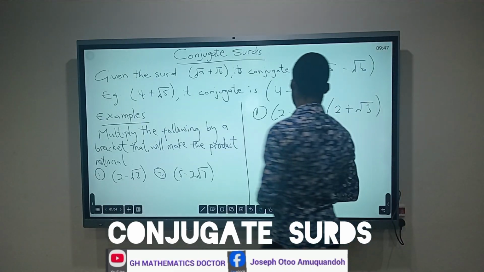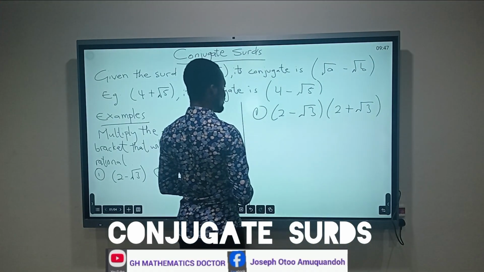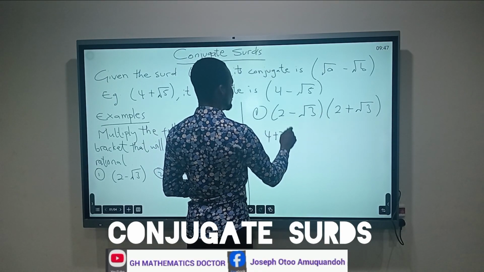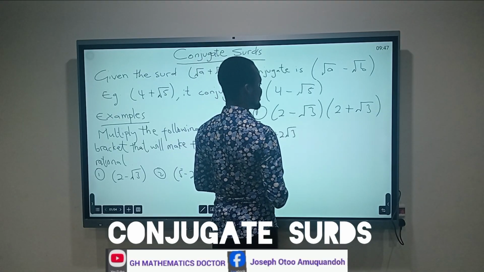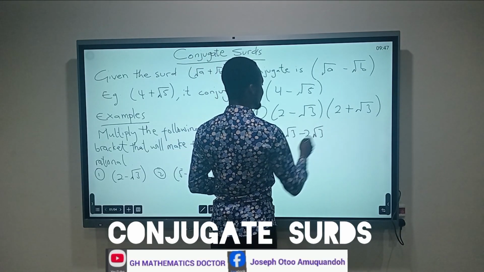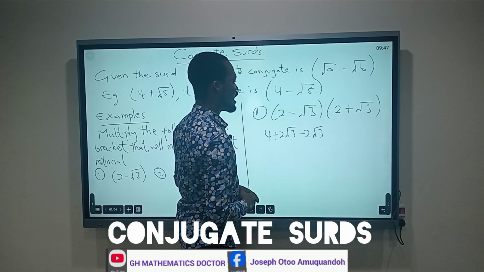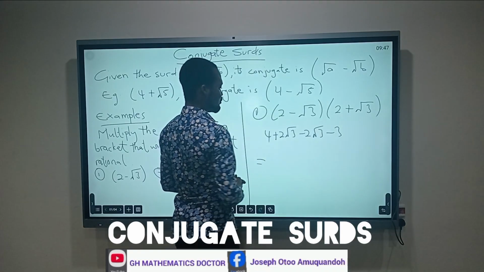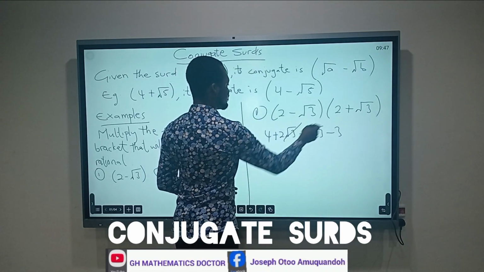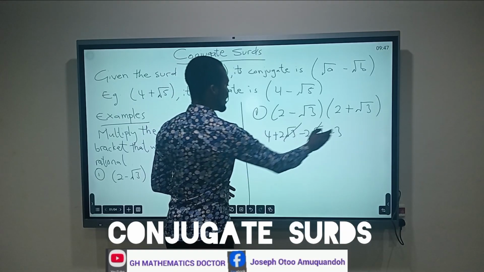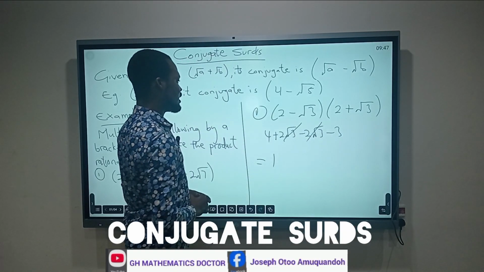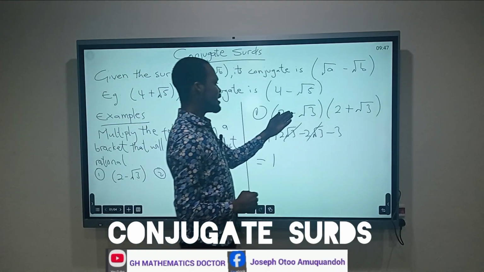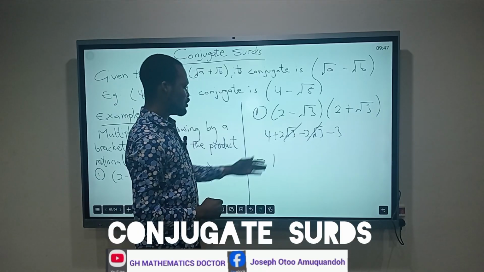Then we expand the bracket. 2 times 2 will give you 4. 2 times root 3 will give you positive 2 root 3. Negative root 3 times 2 will give you negative 2 root 3. Then negative root 3 times root 3 will give you negative 3. Then we simplify further. This will give you 0. Then we're left with 4 minus 3, that will give you 1. So this is the result, and the result is rational, as you see. When you multiply the set by its conjugate, the result is going to be rational.